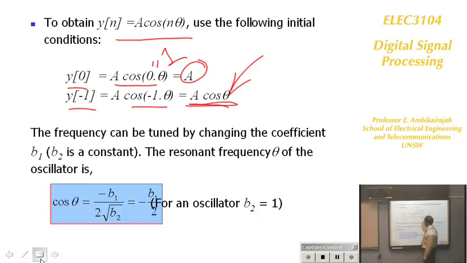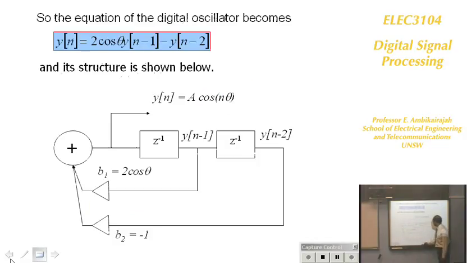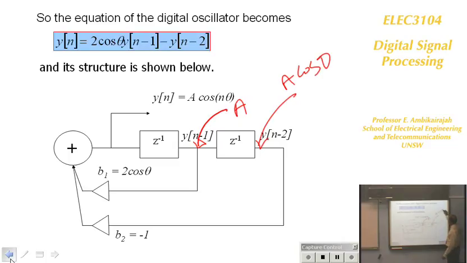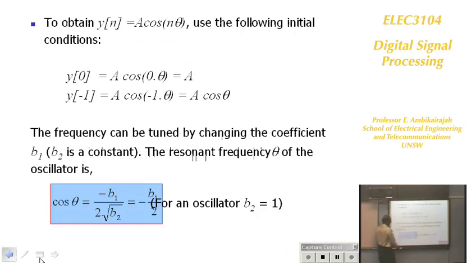So I can go back to my diagram. In this diagram, for y naught I'm going to put a, and here I'm going to put a cos theta. If I put those 2 values at the start, a could be what? Then all I need is cos of the oscillation frequency you need. So if I put that in here, this system will oscillate. So that's what that is.